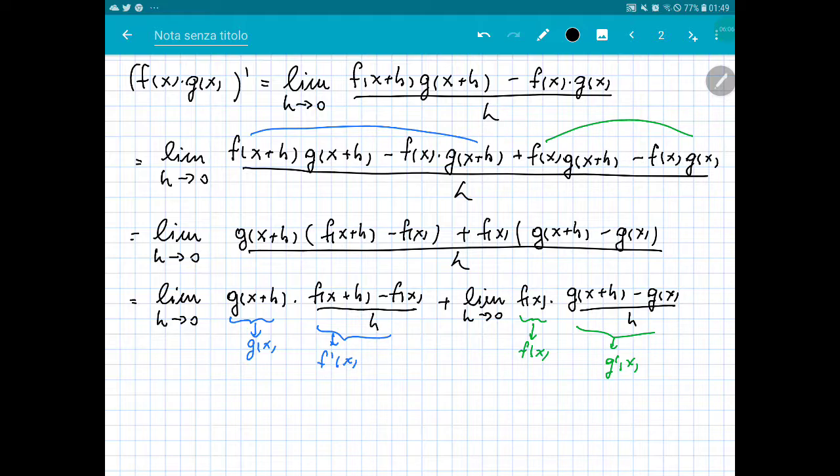And therefore, if I combine what I just said, here these two limits are both finite, so the limit of the product is the product of the limits, and I get g of x times f prime of x. Then I have plus, and here again the limit of the product is the product of the limits because they are both finite, so f of x times g of x. And this is precisely the formula that we wanted.